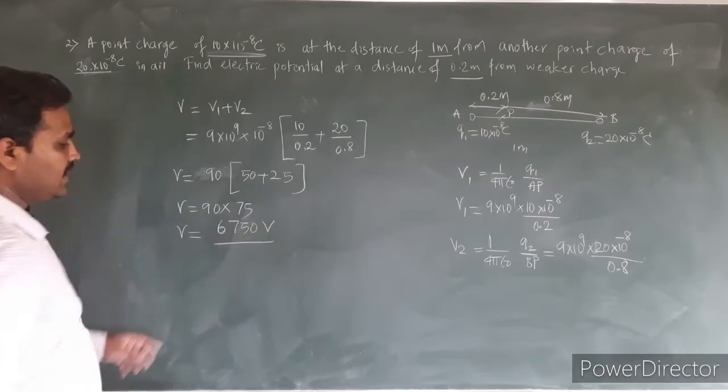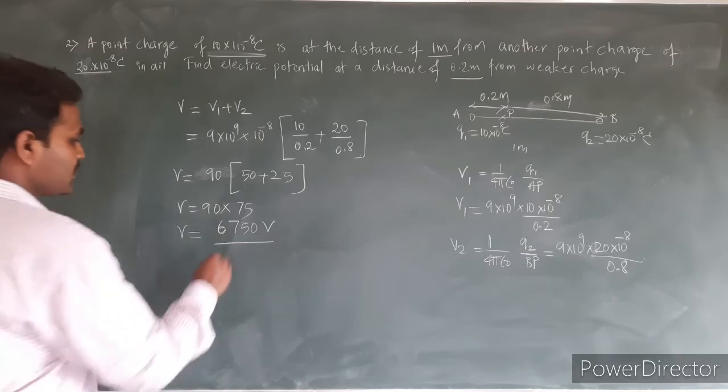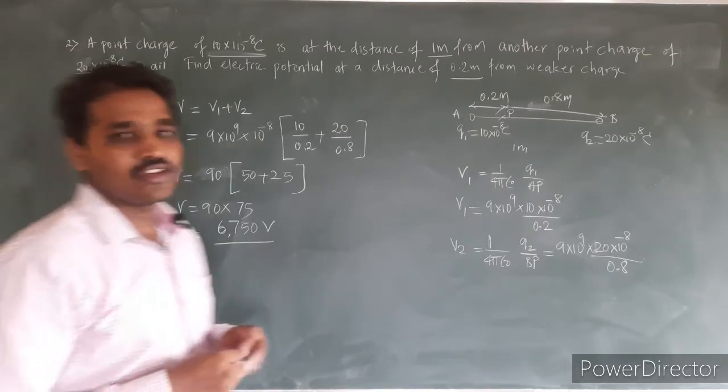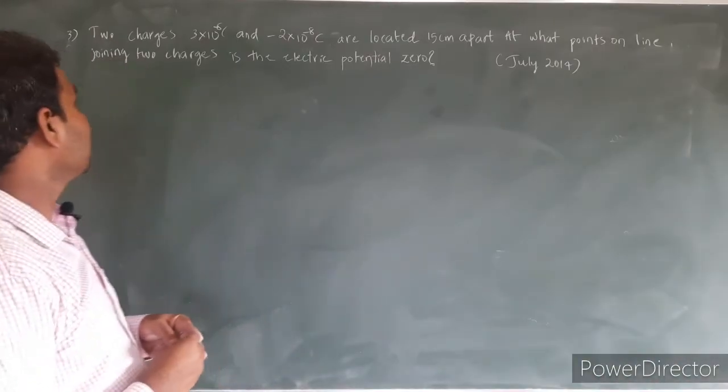6,750 volts, right? So by calculating this, I get the potential is equal to what? 6,750 volts. Yes. So this is the solution for the given problem. Look at the next problem.